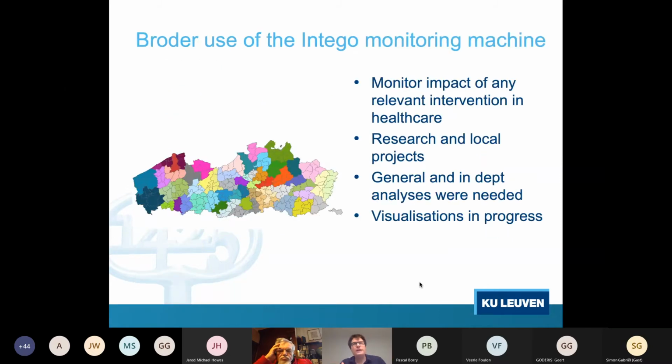Because what's the goal? As said in the beginning, we are trying to make a monitoring machine out of Intego. And what kind of monitoring are we trying to do? Well, we try to monitor the impact of relevant interventions on healthcare. And then you, of course, need a broad set of parameters so that you can see the impact in different domains. We're trying to do that for research, but also for local projects. And we are setting up a system where you have a general visualization, a general availability of data, and then, of course, in-depth analysis where needed, and the visualizations are in progress.